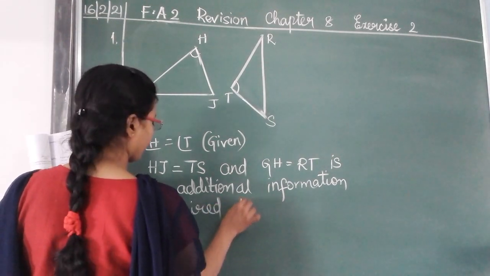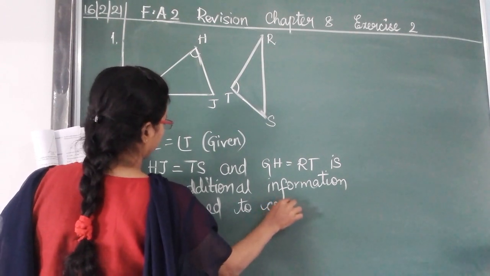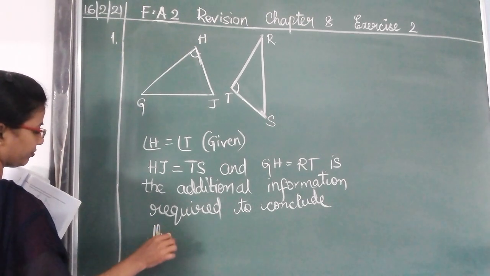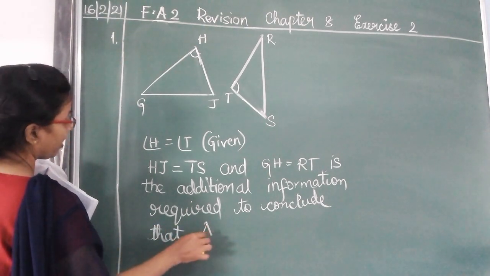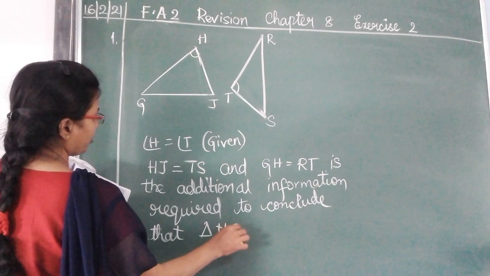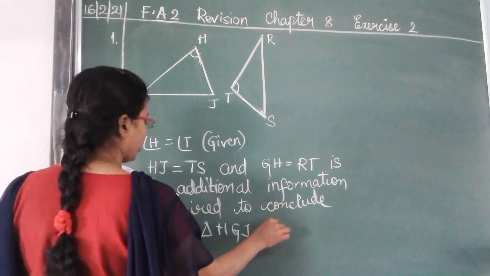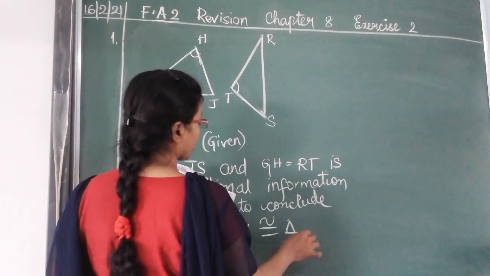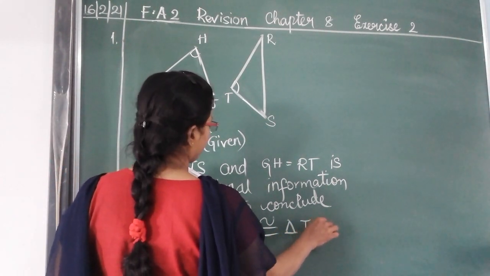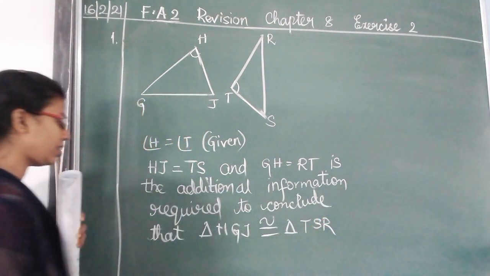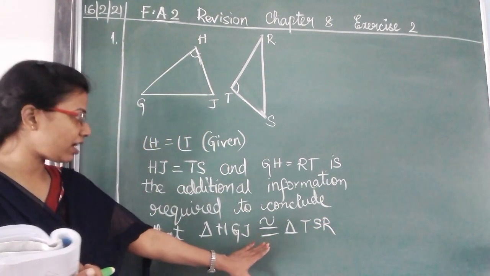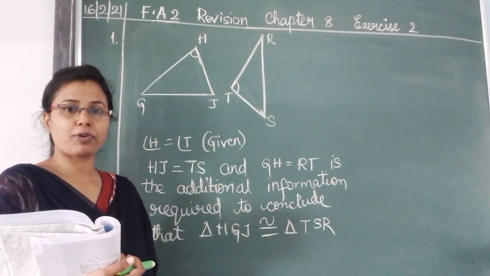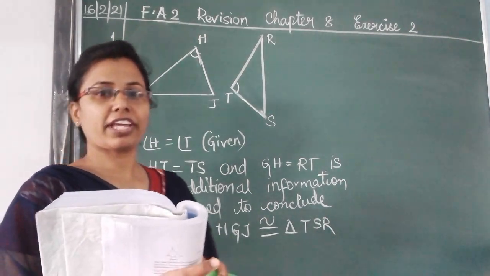to conclude that triangle HGJ is congruent to triangle TSR. Okay? To conclude these two triangles are congruent, you need this additional information. Understood this problem? Now let's do the second problem.